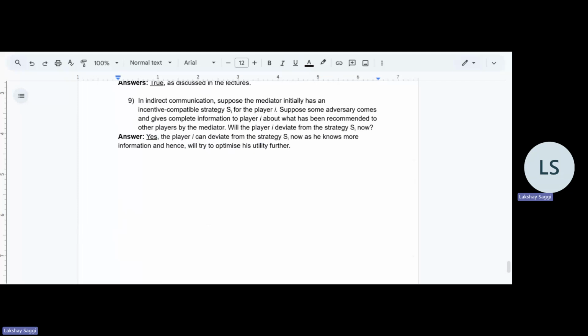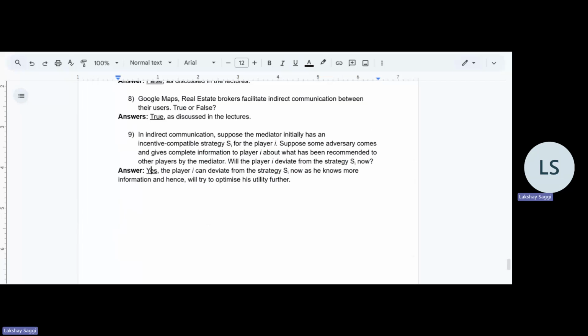Note that as player I is deviating, if only player I is deviating, then his payoff will also be increasing, because his utility is being further optimized. Otherwise, why would he choose not to follow the advice given by the mediator? He only has an incentive to not follow the advice if, using the full information, he can optimize his utility further. So the answer to this is yes.